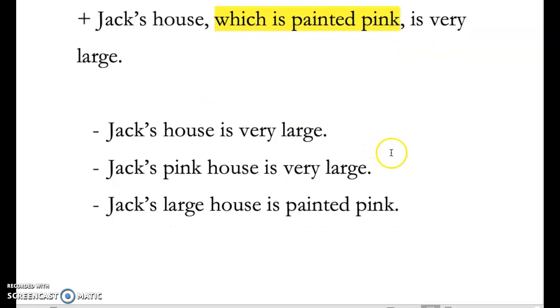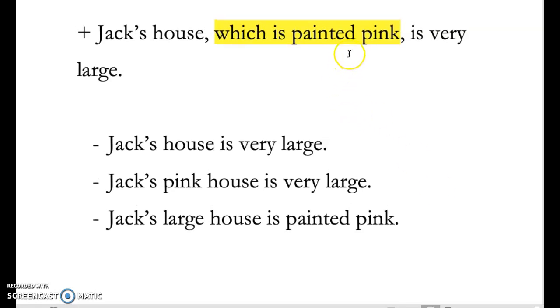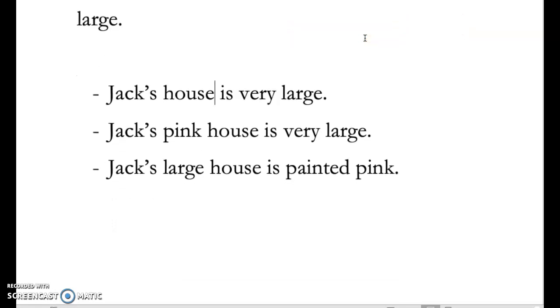Again, I can rewrite these sentences without using a relative clause. Jack's pink house is very large, or Jack's large house is painted pink. But when you're writing, you do want to try to vary your sentences. And one way to do it, as I've said, is to add in this relative clause. To me, a relative clause changes the rhythm of the sentence. It's different to say Jack's large house is painted pink, or to say Jack's house, which is painted pink, is very large. So as you're writing, you want to think about the effect that your words have and the rhythm that you're creating with your words.